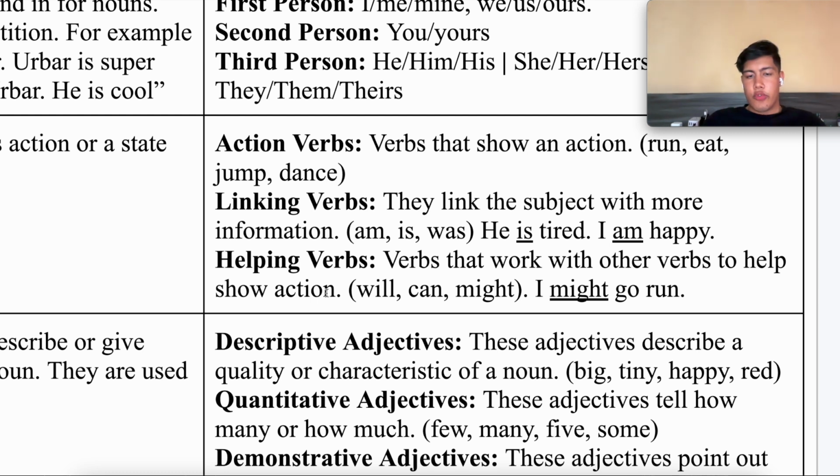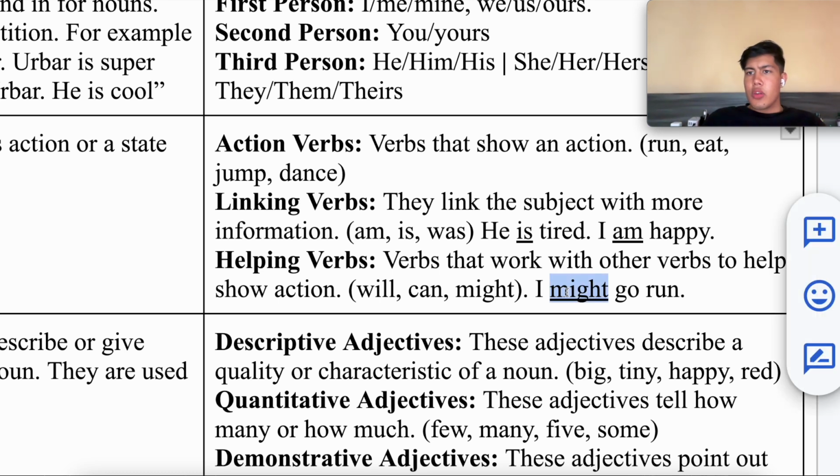So for example, I might go for a run, or I will go for a run, or I can climb that over there. These are words that you use with other verbs to kind of modify them. So for example, run is still a verb, but might changes how you feel about the word. For example, might means maybe, basically, that you may or may not do something. Will means it's in the future. I will do this. It's a future plan. Or can means that you are capable, that you are able to do something. Like I can read, I can write.